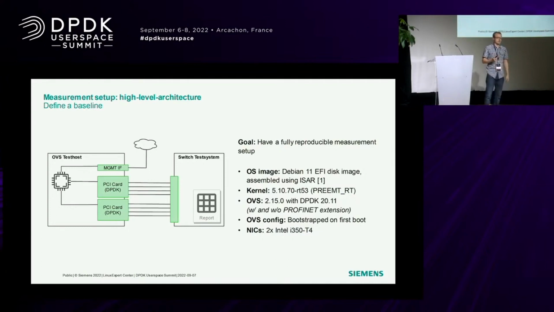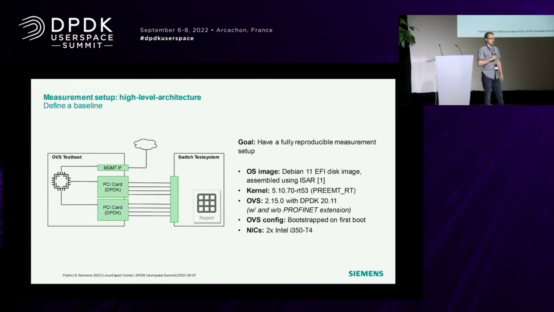So what we did is we built a Debian 11-based bootable image. We assembled that with the ISAR build system that's open source as well. But that's not the point here. We used a relatively modern kernel with the PREEMPT_RT patch. We used Open vSwitch 2.15, both without any modifications as well as with a modification we need for the Profinet protocol, to be able to match on quality of service fields in the Profinet protocol. We also bootstrapped the configuration so that you just boot up the system and don't have to configure anything.